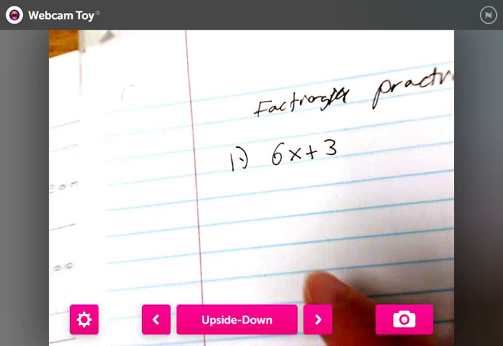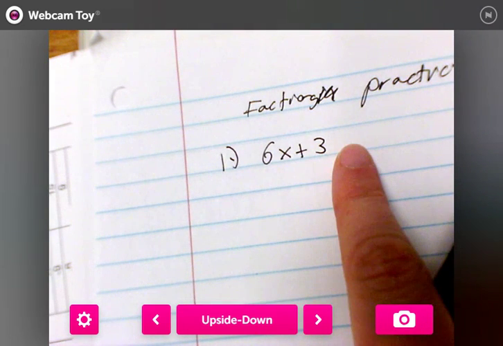Yeah. So what does 6 and 3 both have in common? What could I take out of it? Ethan, you paying attention? 3, right?